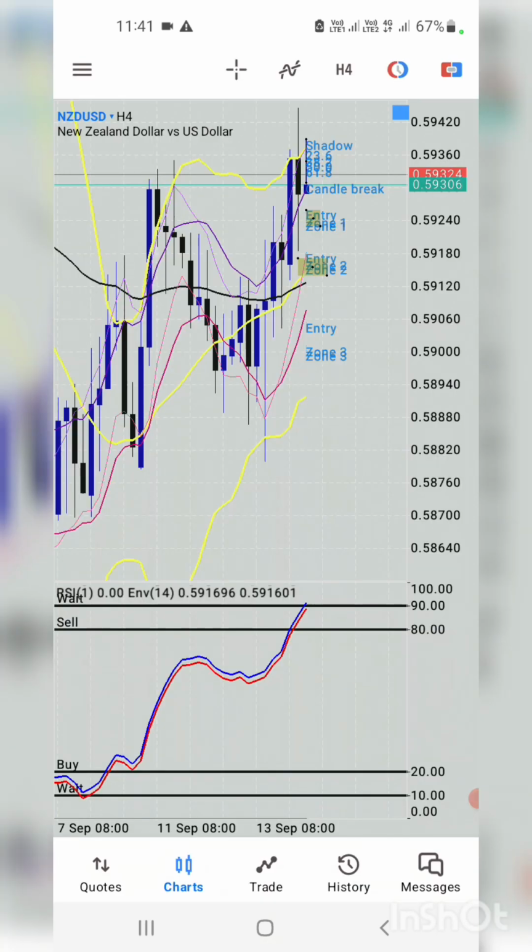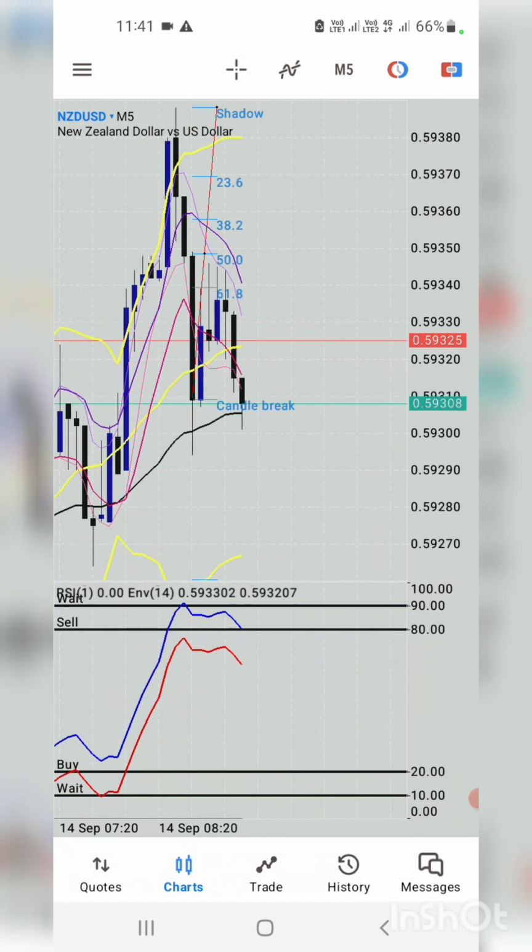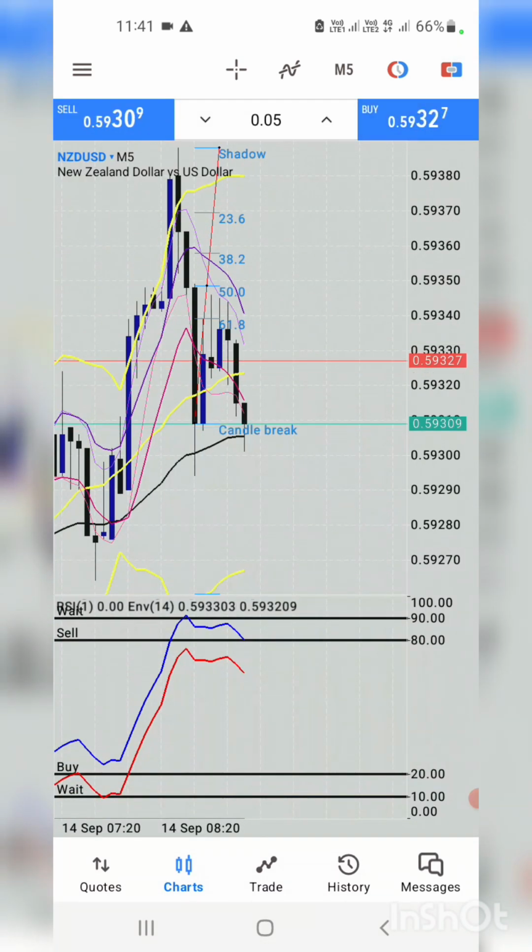Here you can see the price is in the sell zone in the RSI indicator, so we can get some idea that the price will drop here according to these RSI indicators. Watch my short videos to get the RSI settings.